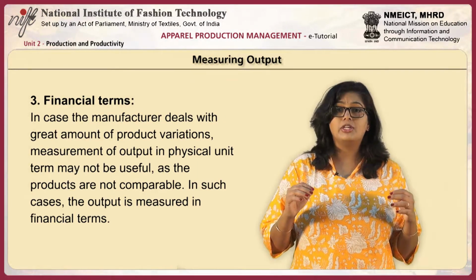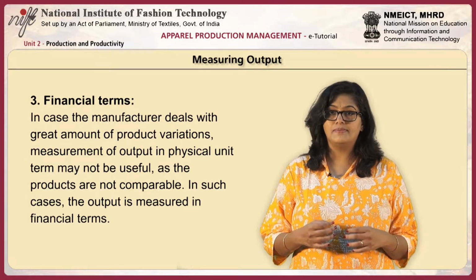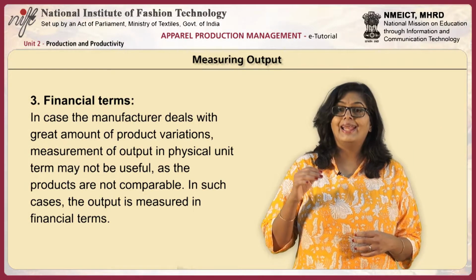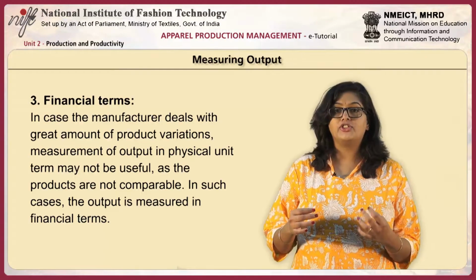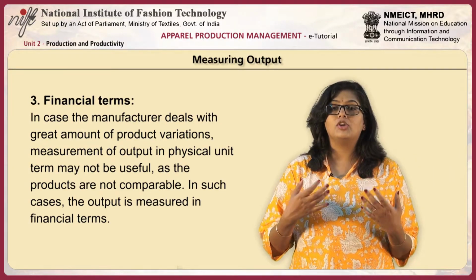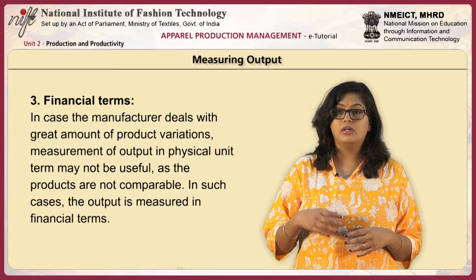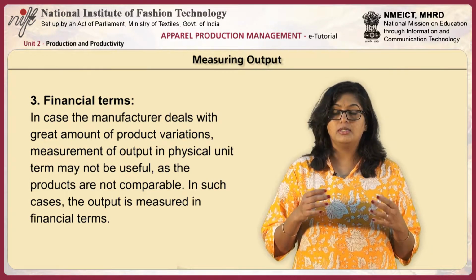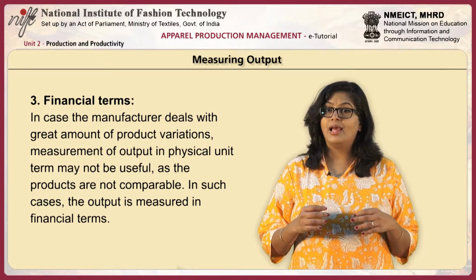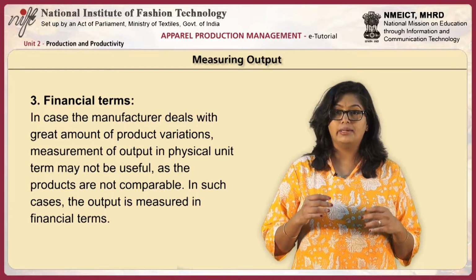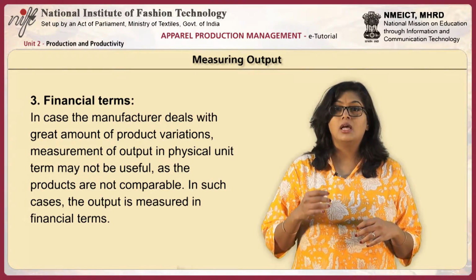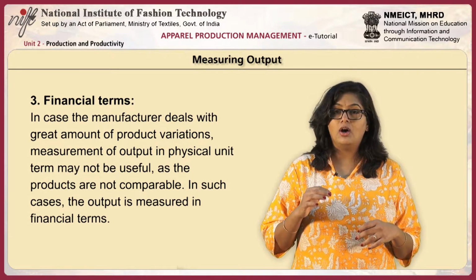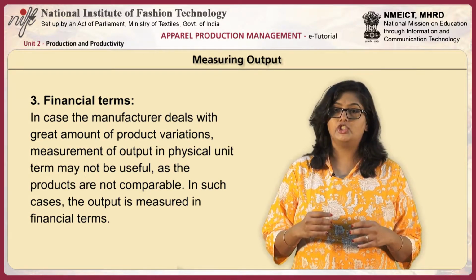Output can also be measured in financial terms. In case of a manufacturer dealing with great amount of product variation, measurement of output in physical unit term may not be useful as the products are not comparable. In such cases, the output is measured in financial terms.